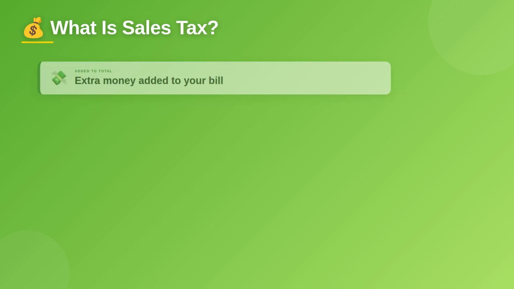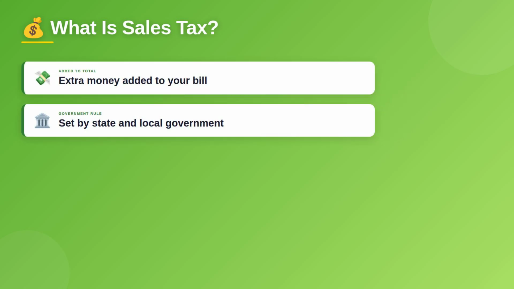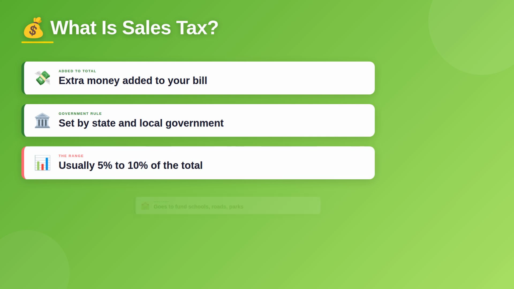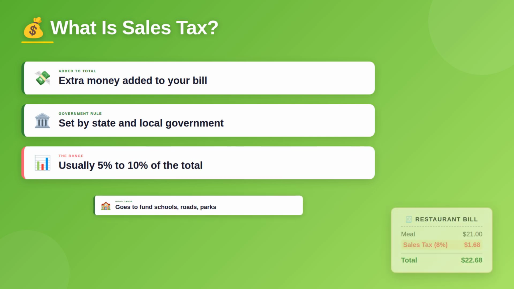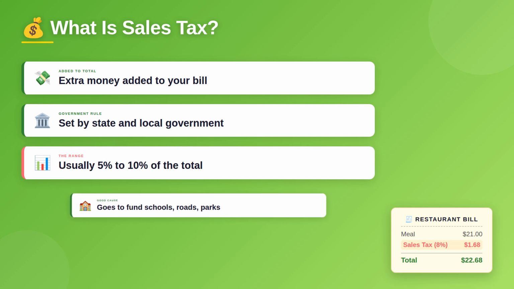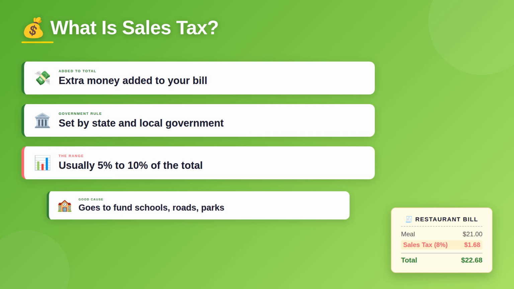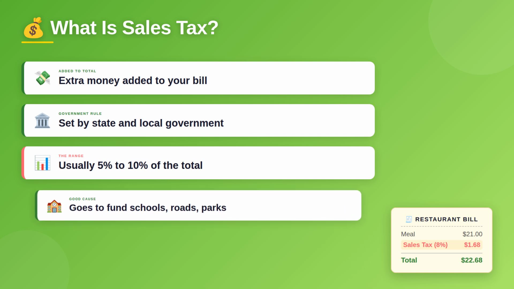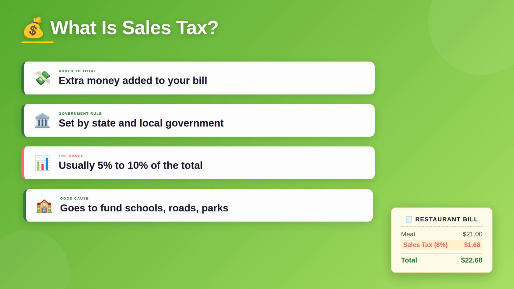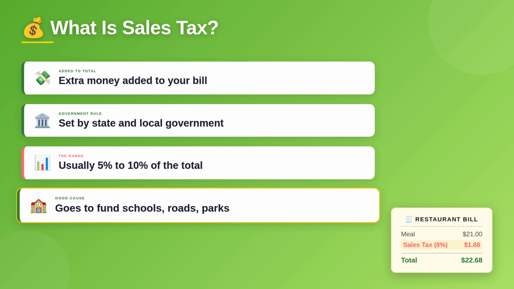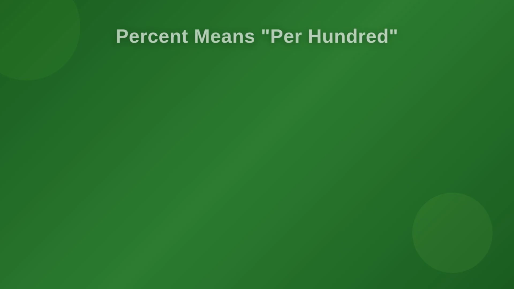So Maya gets her bill and sees a line that says sales tax, $1.68. She thinks, wait, I didn't order that. Here's the deal. Sales tax is a small percentage that the government adds to almost everything you buy. It helps pay for things like schools, roads, and parks. In most U.S. states, sales tax on a restaurant meal is somewhere between 5% and 10%. Maya's state charges 8%. That's the number we'll work with today.